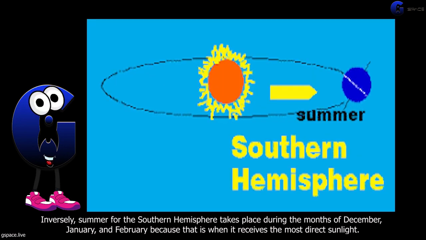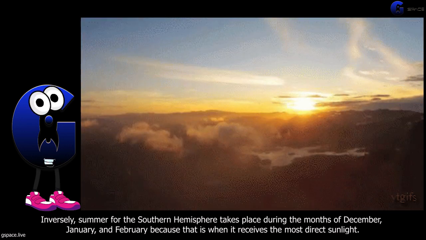Inversely, summer for the Southern Hemisphere takes place during the months of December, January, and February, because that is when it receives the most direct sunlight.